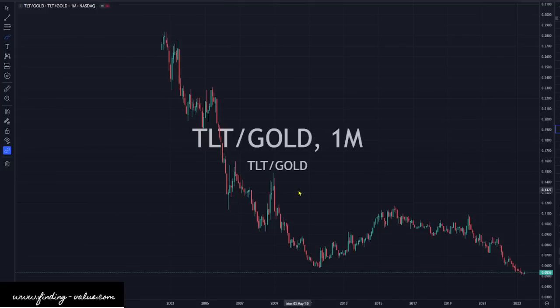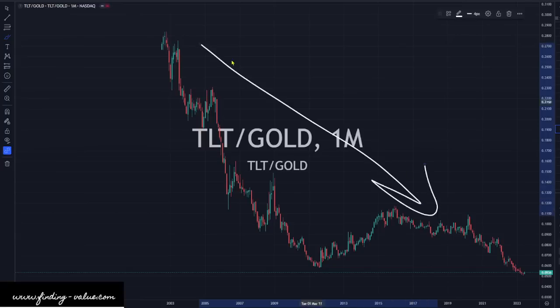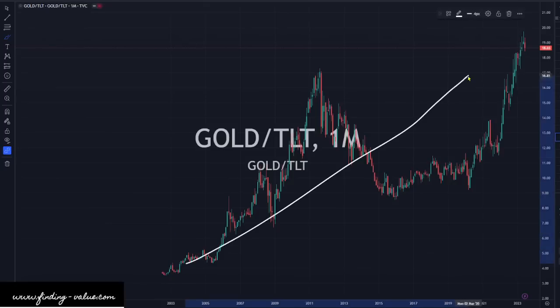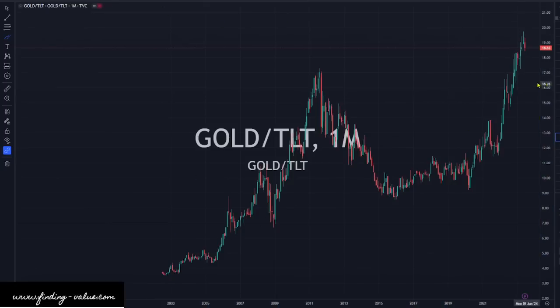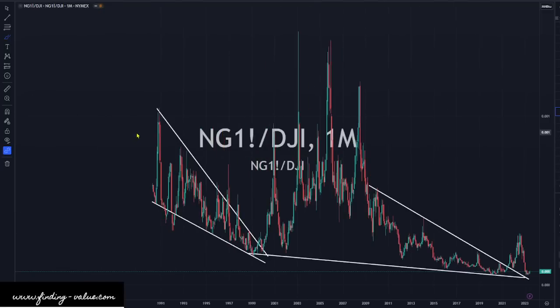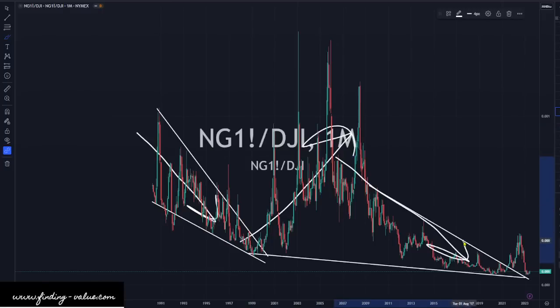Bonds versus gold. Gold's just outperformed the entire time. We've got gold versus bonds just flipped around. You can see it's going up, up, up, up. Gold outperforming. We've got natural gas versus Dow Jones. So that's the one I was talking about flipping. So Dow Jones outperformed here. Natural gas outperformed there. Dow Jones there.